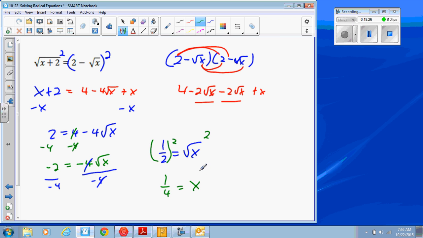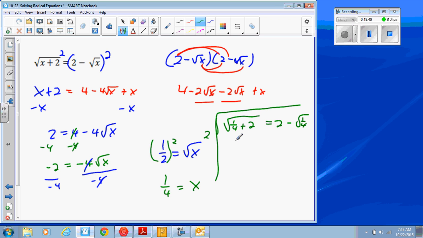And I look at that and say, well, wait a minute, that seems kind of strange. I'm not sure if that's going to work. Let's check to see. We're going to put 1/4 into our x's up here and here. So this becomes, in our check portion to make sure it works, the square root of 1/4 plus 2 equals 2 minus the square root of 1/4.